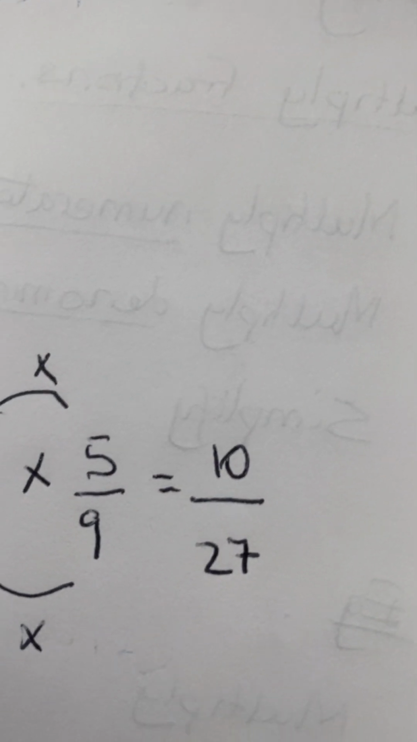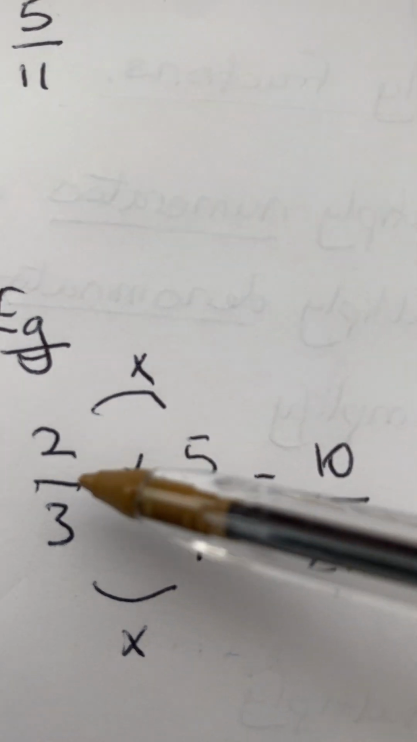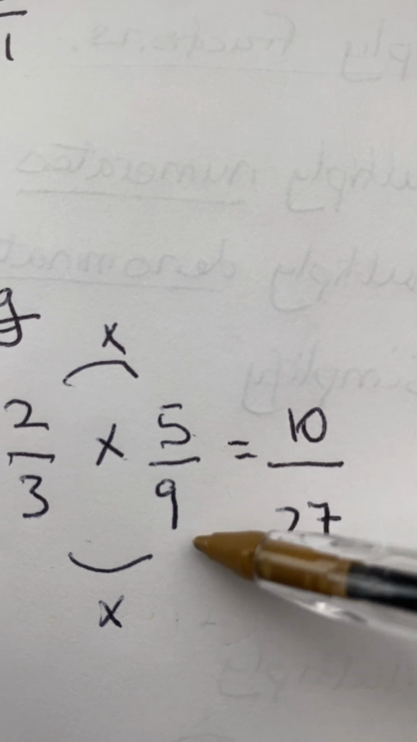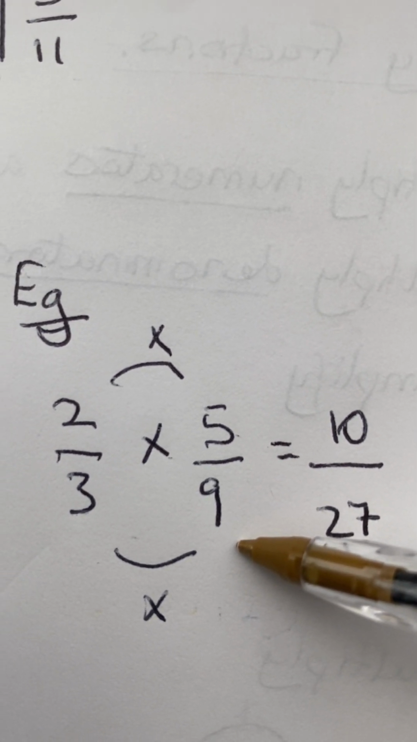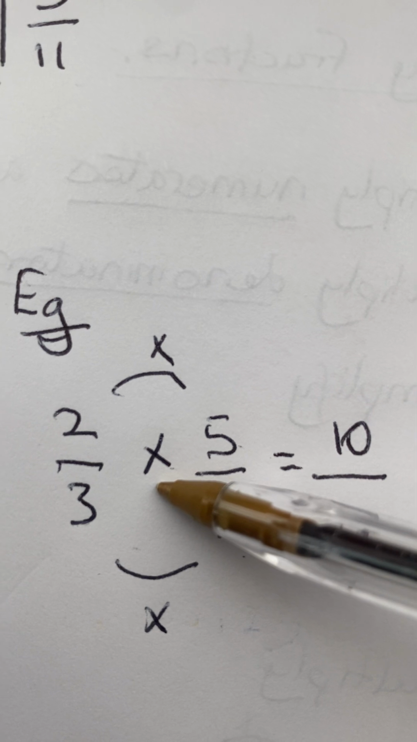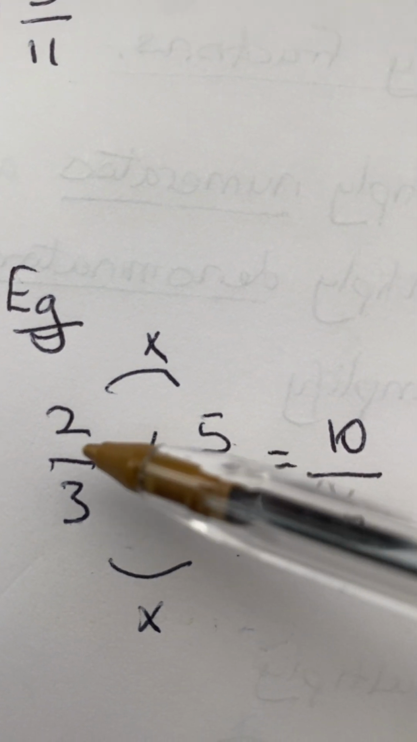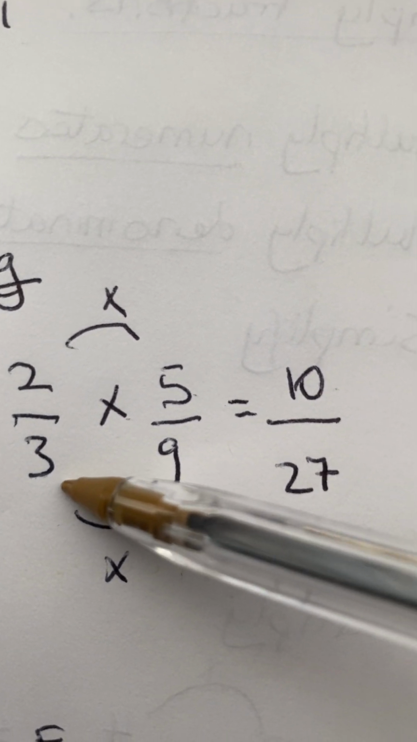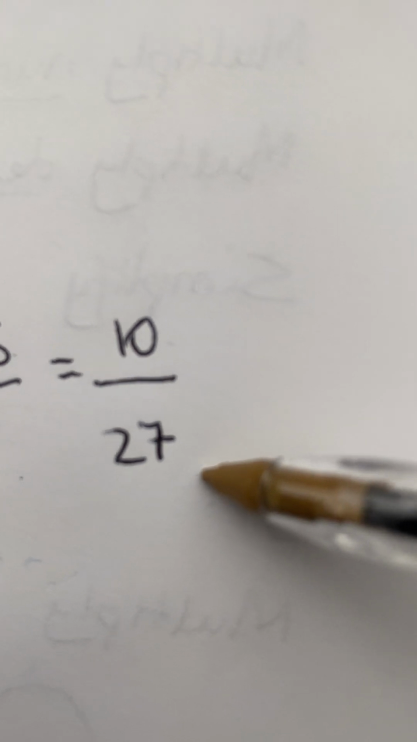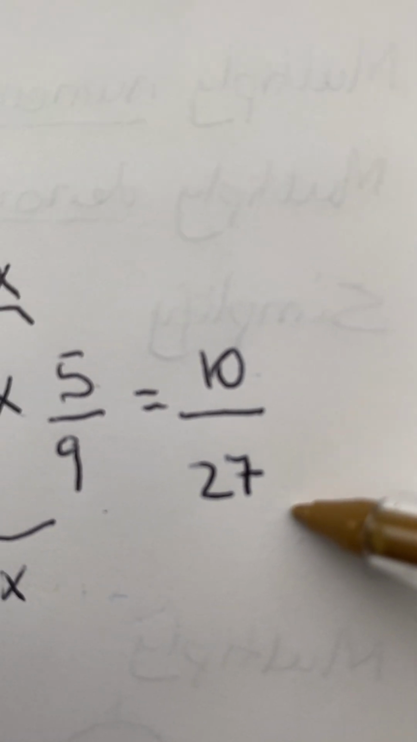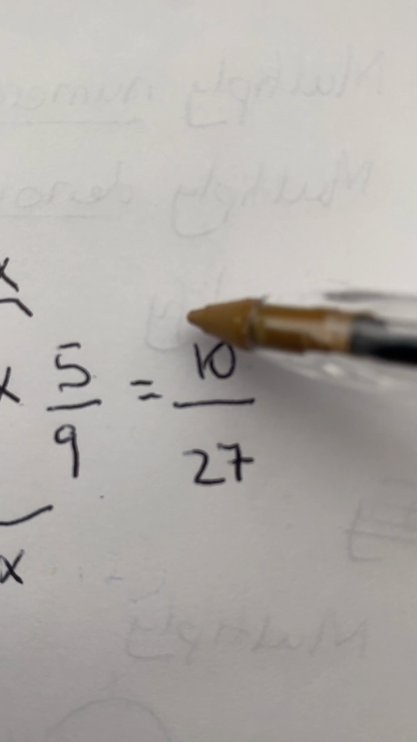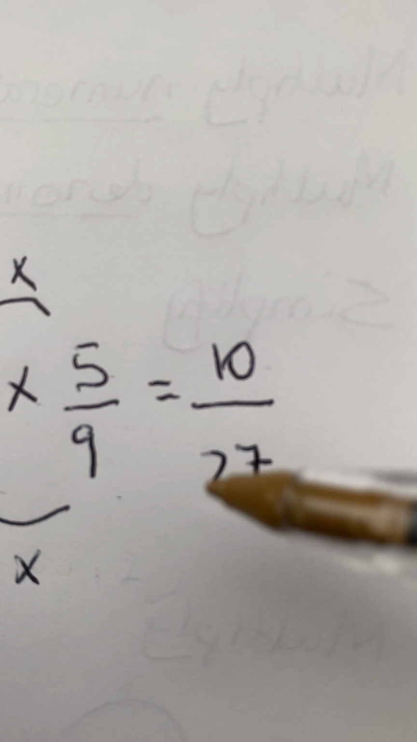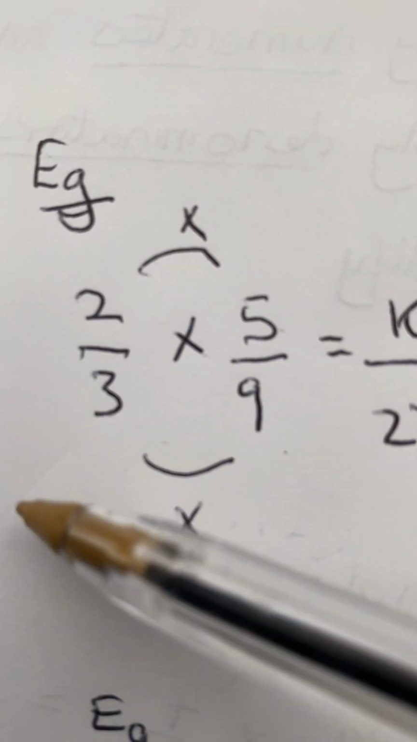Let's look at the second example. 2 over 3 times 5 over 9. Okay, so we are multiplying again, which is straightforward. 2 times 5 is 10. 3 times 9 is 27. Now, this is the lowest form. We can't reduce any further, so this is our fraction answer when we multiply these two.